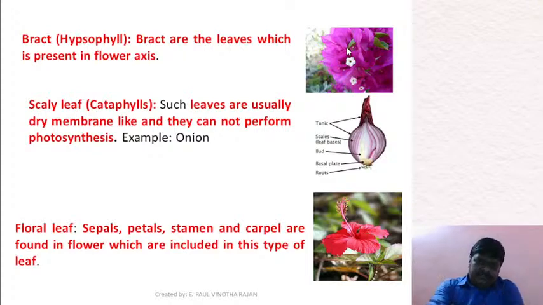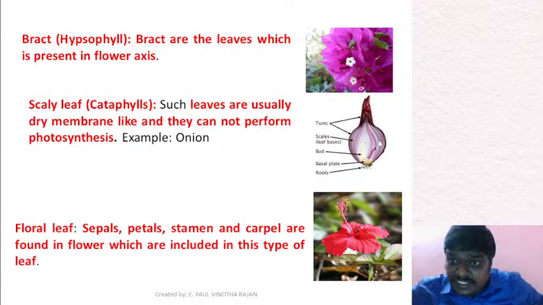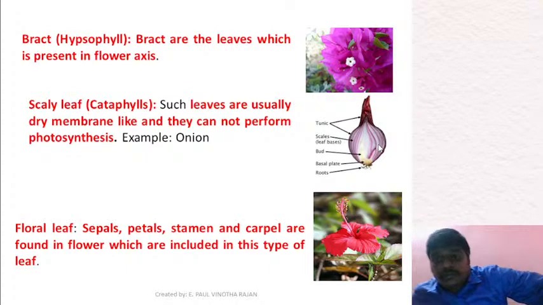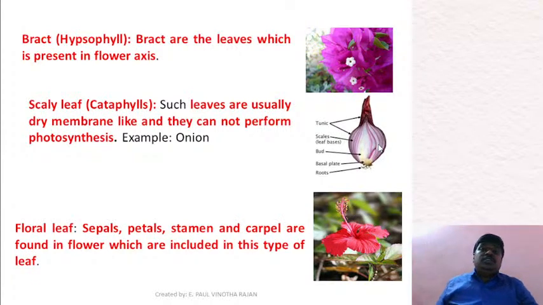And scaly leaf. For example, in the onion, the Allium cepa, this part what we are seeing here, the concentric rings that we can see here, they are called the scale leaves. The leaves are usually dry membrane and they cannot perform photosynthesis. These are all leaf bases, the scales.